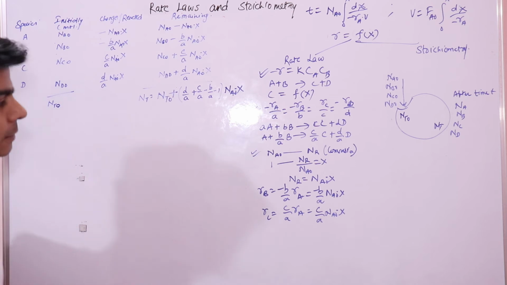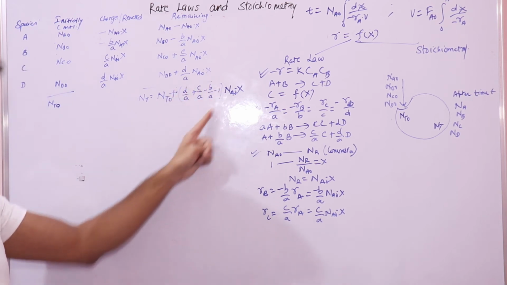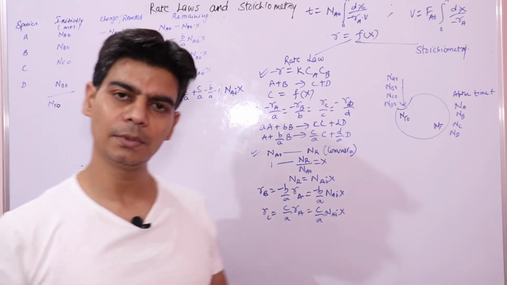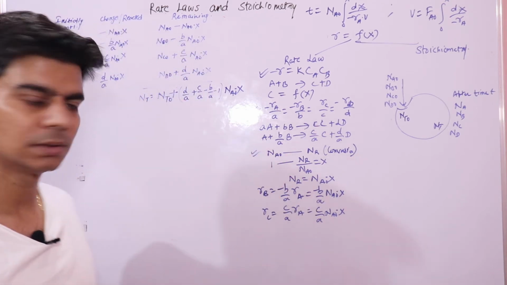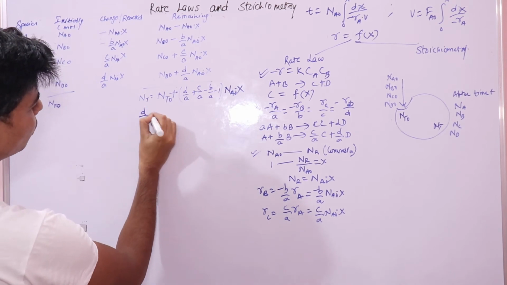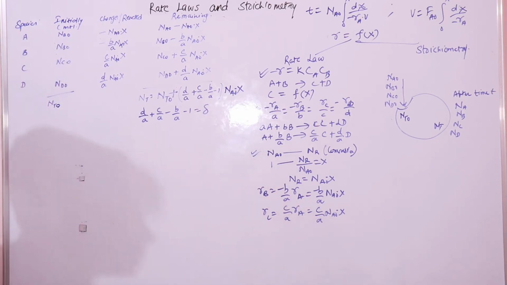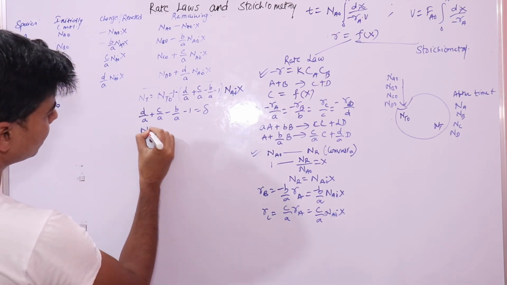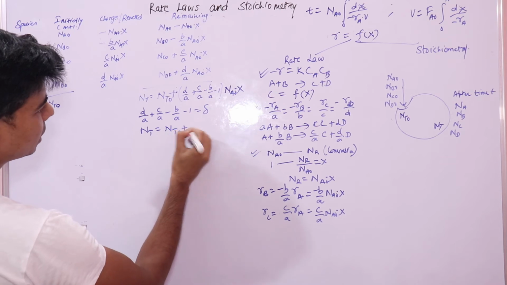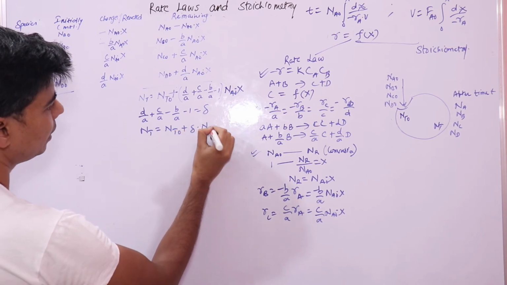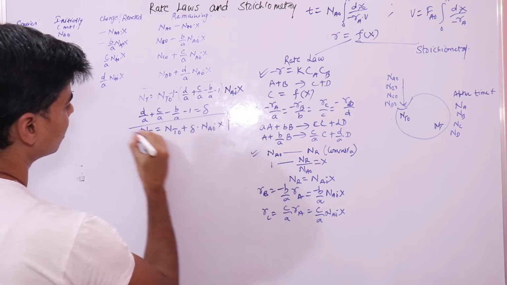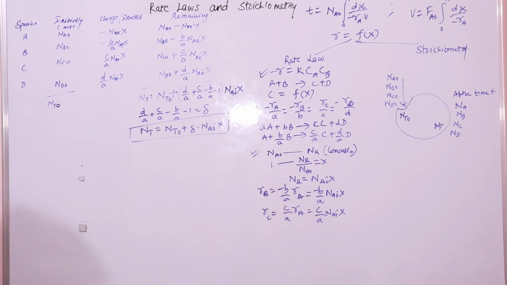This is simple addition. Now this quantity in brackets will appear in almost all such calculations. So we take this quantity d upon a plus c upon a minus b upon a minus 1 equal to delta. This is your delta. Now we can write the total as Nt is equal to Nt0 plus delta Na0 dot x. So this is the equation. Till this point it is clear?